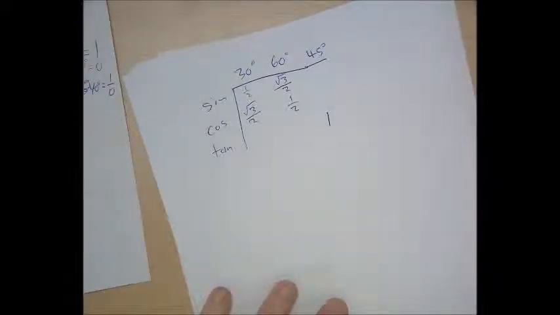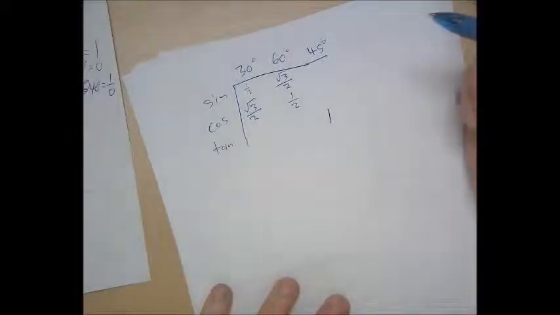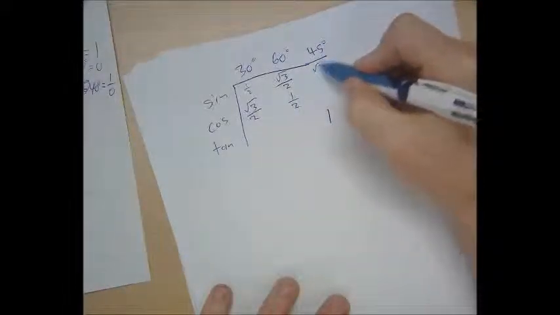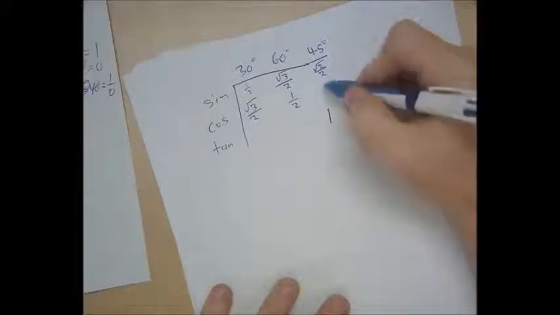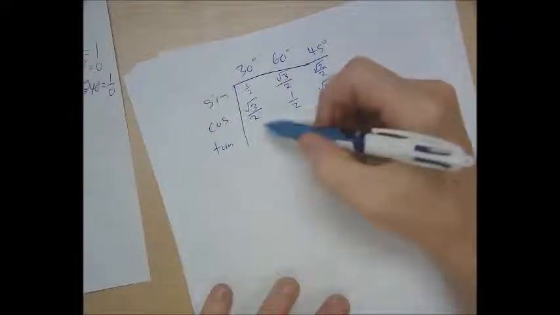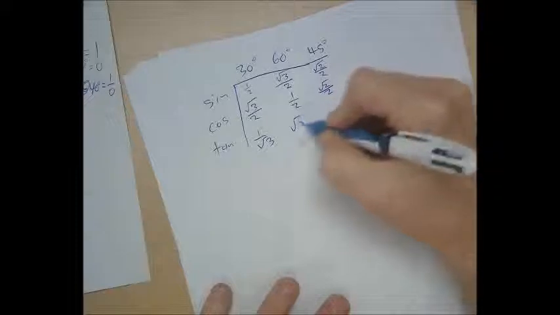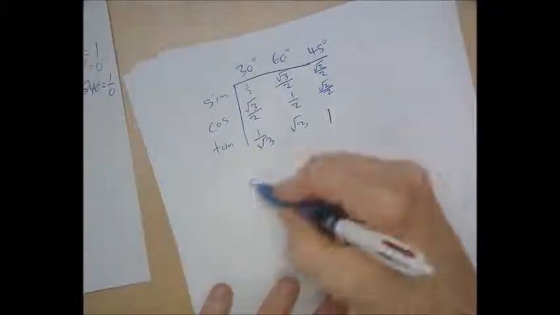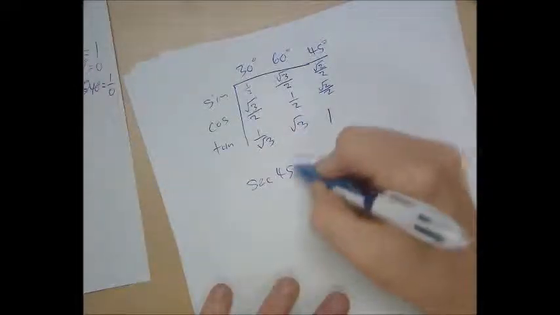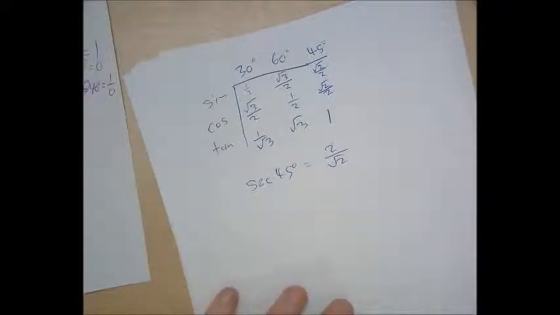Do you though, Zoe? What else? Sine 45 is root 2 over 2, and cos of 45 is the same thing. Tan of 30 is 1 over root 3. Tan of 60 is root 3. So when I say what's sec 45, the answer is just that upside down. Sec is just cos upside down. Okay?